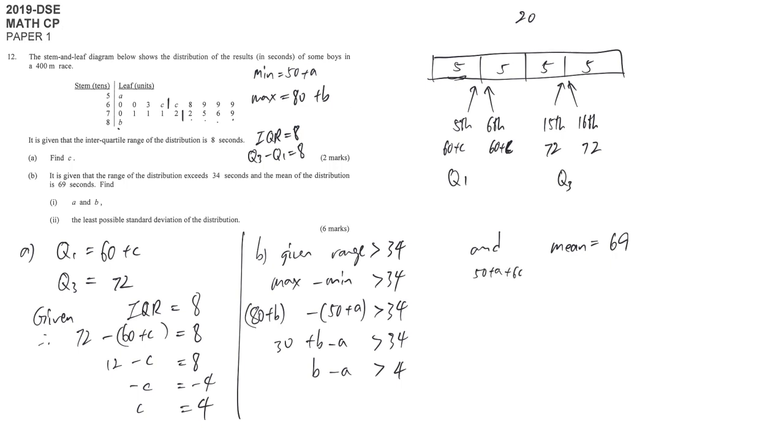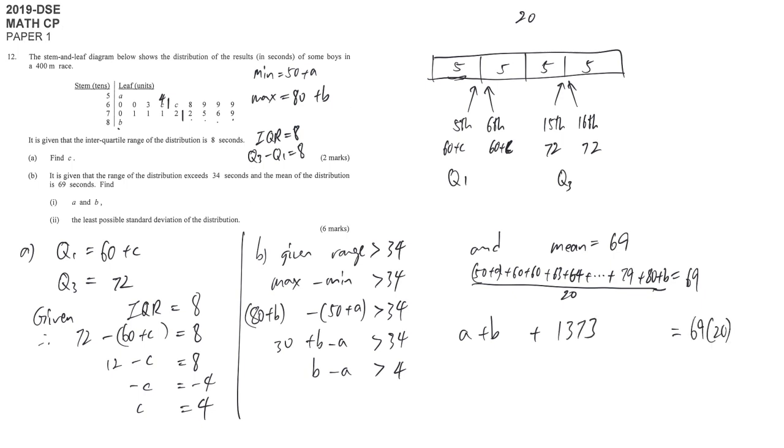And then after that, we find out the mean. The first data plus 60 plus 60, and then plus 63. Don't forget you already know C, which is 4, so 64 is the next one. Until the last ones, 79 and also 80 plus B. The whole thing divided by the number of data, 20, is equal to 69. If you list out enough items to show the pattern, then you can get the marks already. And then tidy up this expression. A plus B together and then plus something is equal to 69 times 20, 1373. For this part, even spend more time, just simply double check.